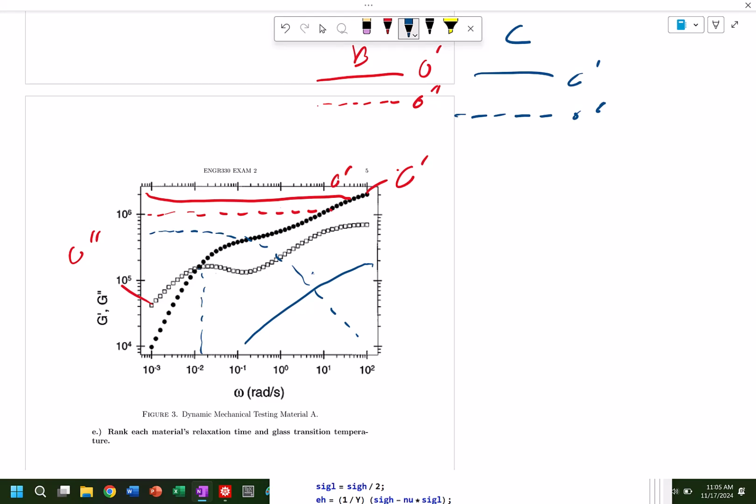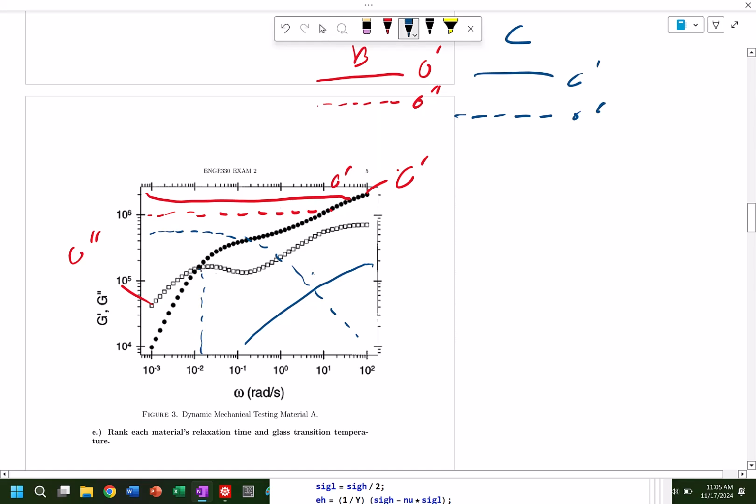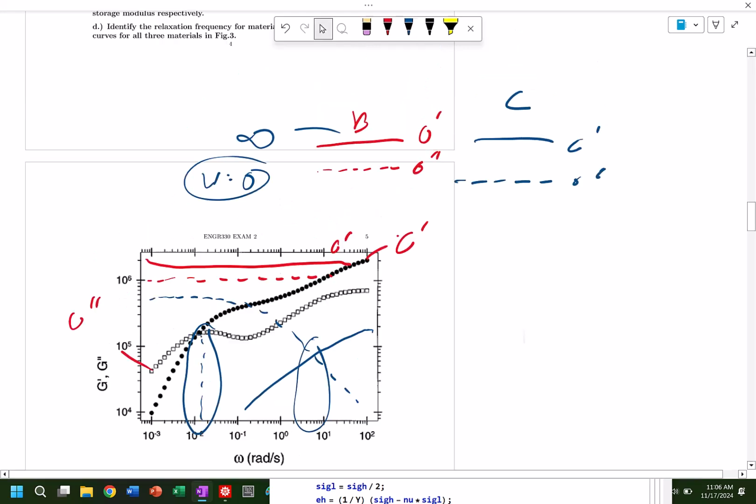Excellent. So identify the relaxation frequency. This is the relaxation frequency here for material A. This would be my relaxation frequency for material C. The relaxation time for B would be infinite. So the relaxation frequency is basically equal to 0 because it's the inverse of the time. A solid will basically take an infinite amount of time to relax back. Ranking the relaxation frequency, for the solid it'll be 0. For the relaxation frequency for this, it'll be this.